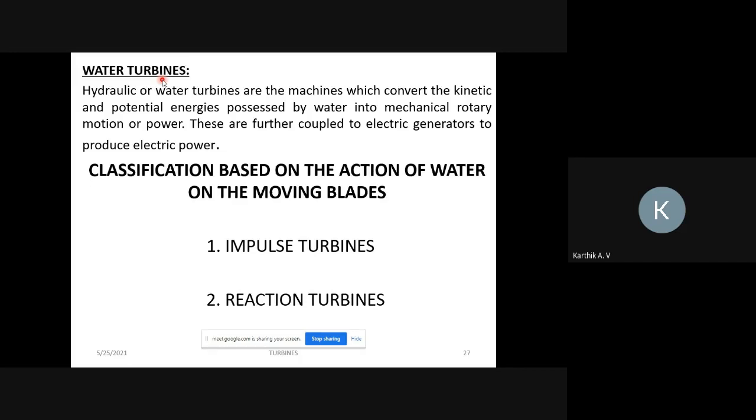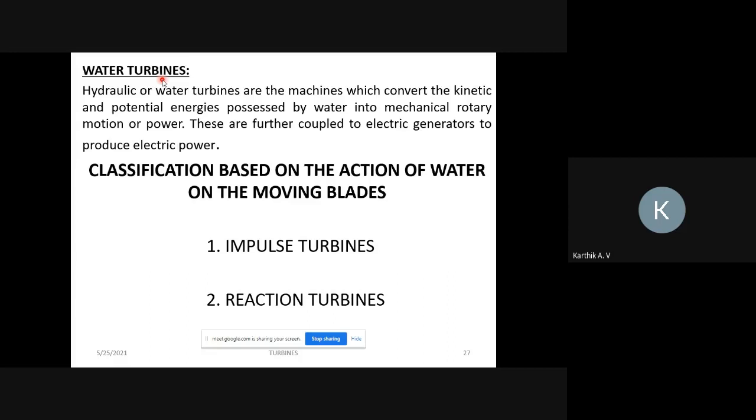That kinetic energy has some pressure. Because of that pressure, it is impinging on the blades, and because of that, the blade starts rotating. That moving energy is called kinetic energy. Because of that impinging or hitting motion on the blades, they start rotating. That rotation energy is called mechanical energy. So a turbine is a device which is used to convert kinetic energy to mechanical energy.